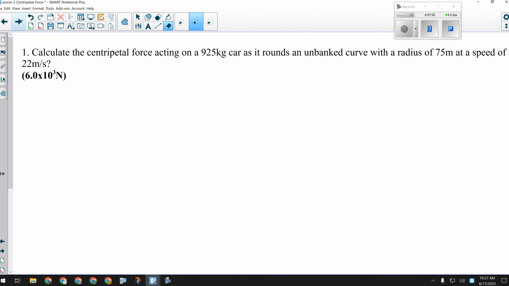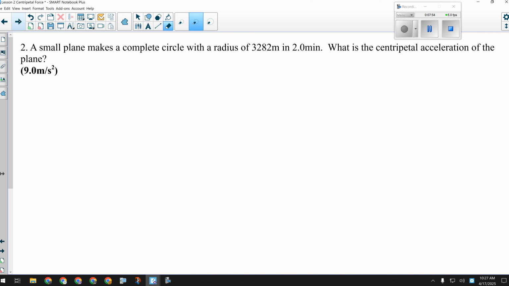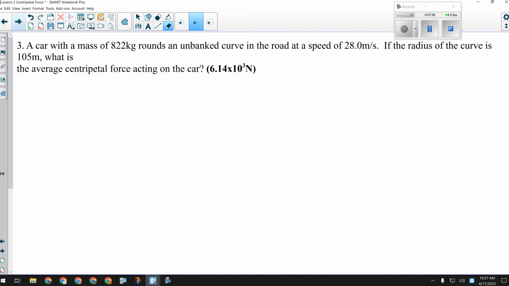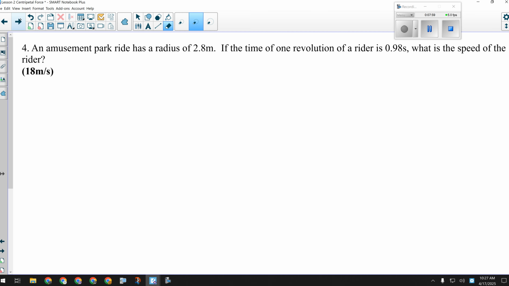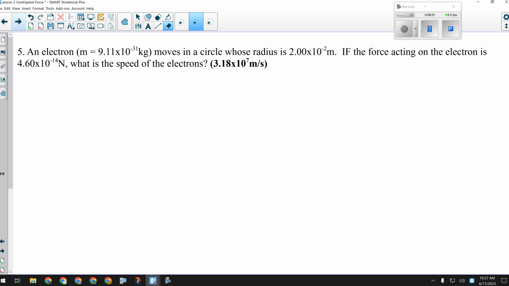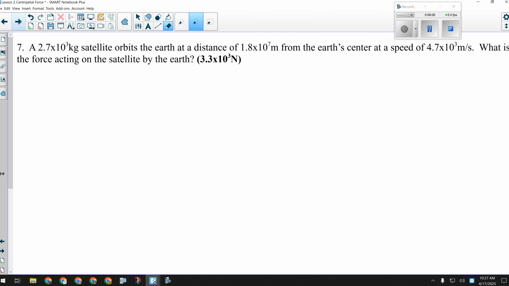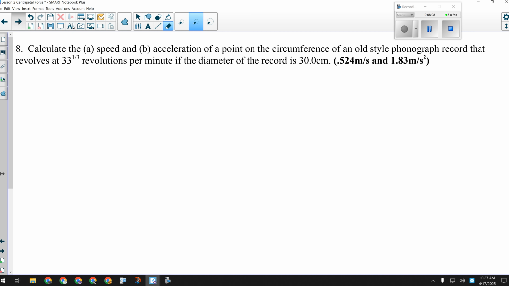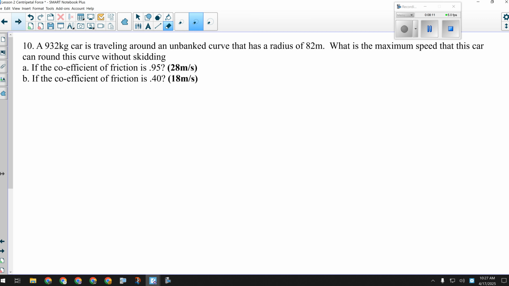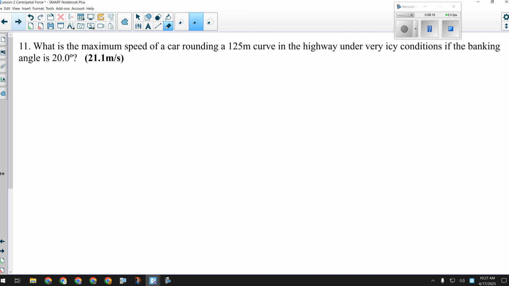All right, I want you guys to do a banked curve one. Unbanked, no. Come on, I got a banked curve one in there somewhere. There we go. I want you to try that one. That is a banked corner, because obviously you're given an angle in this one. I'll give you a couple minutes on that one.